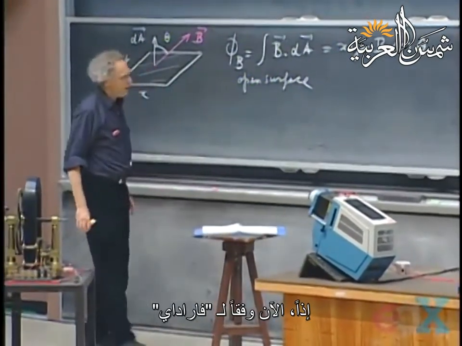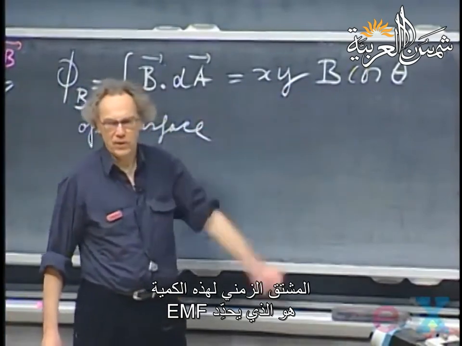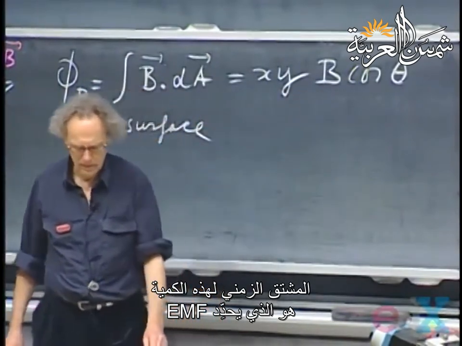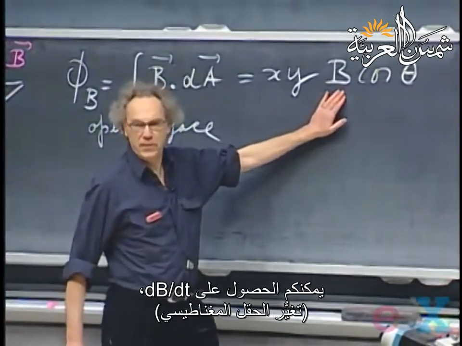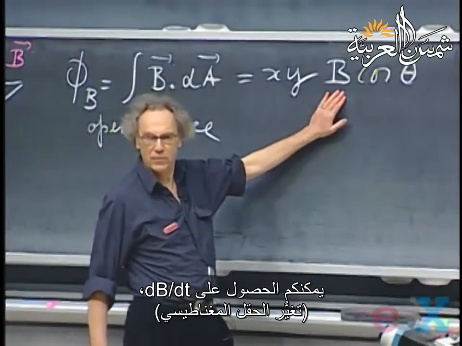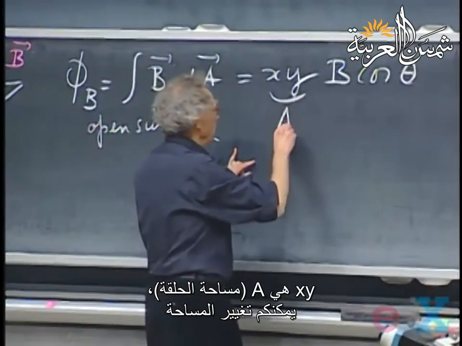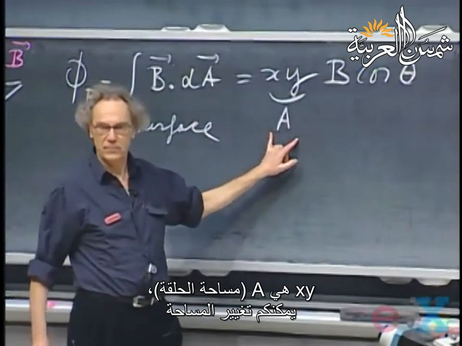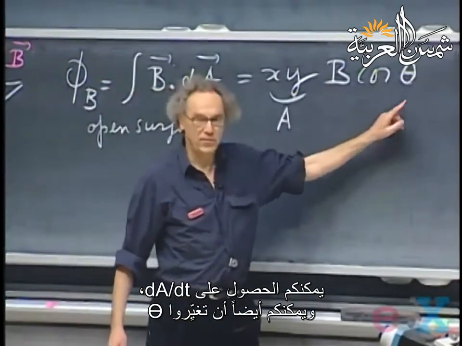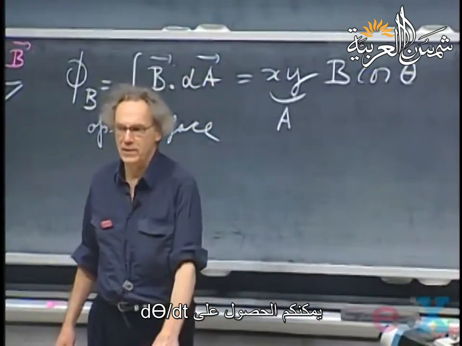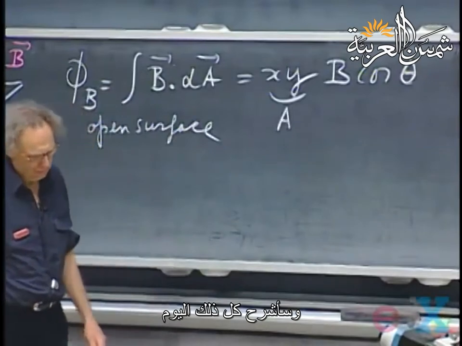So now, according to Faraday, it is the time derivative of this quantity that determines the EMF. And you can do that in several ways. You can have a dB/dt, a change in the magnetic field. This is the area, A, of the loop. You can change the area. You can have a dA/dt. But you can also change theta. You can have a d theta/dt. And I will look at those today.